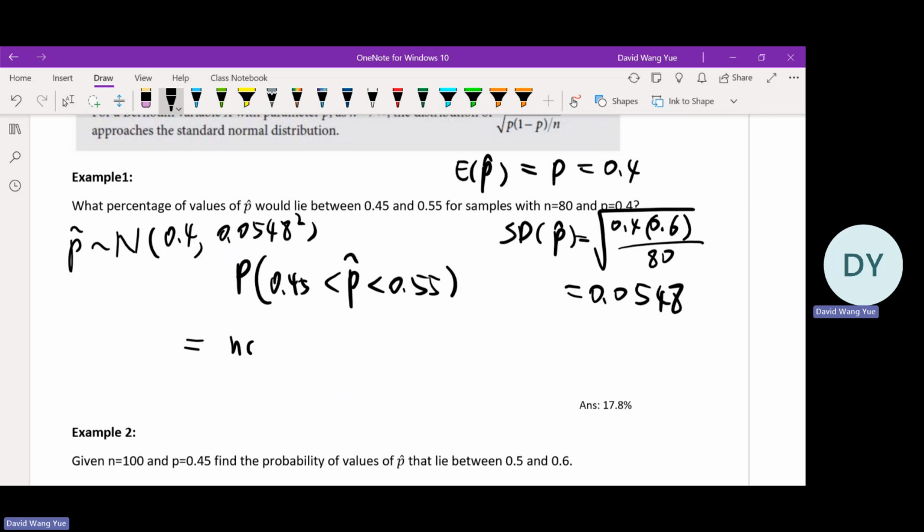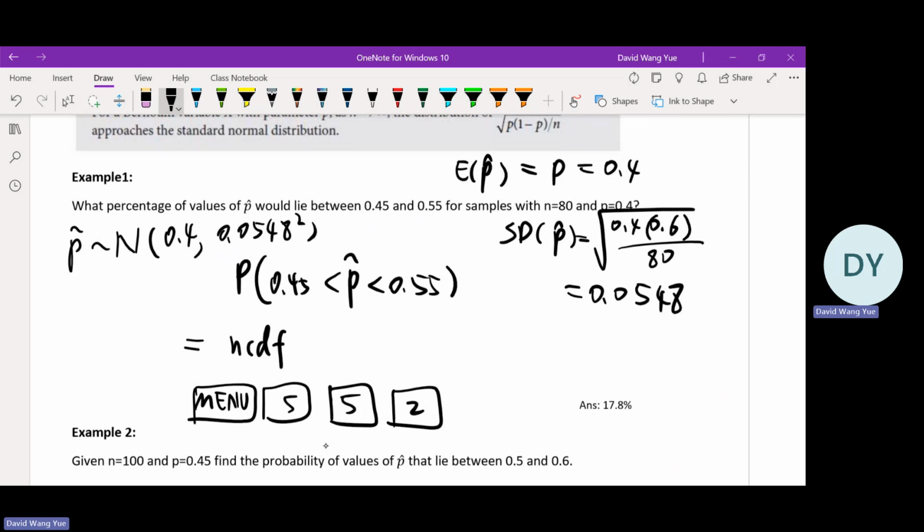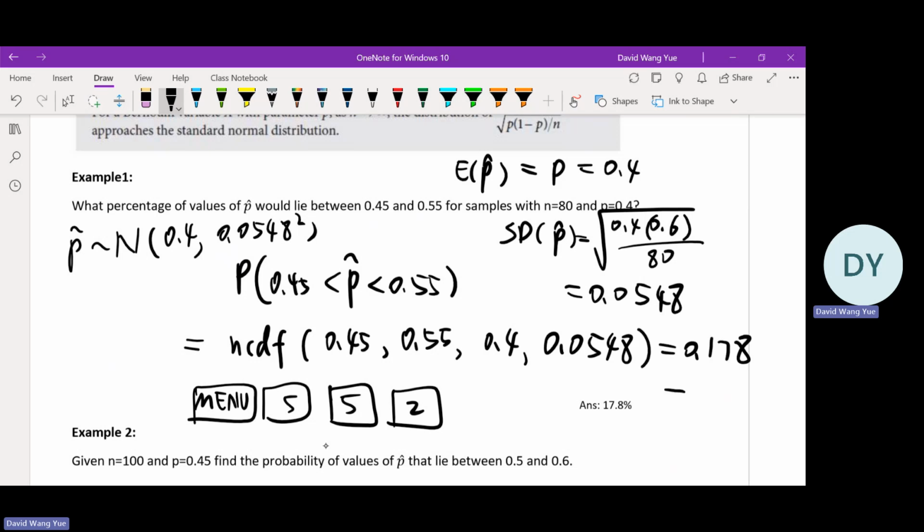So use your calculator, normal CDF. You press menu, number 5 probability, number 5 distribution, number 2 normal CDF. Lower limit 0.45, upper limit 0.55, mean 0.4, standard deviation 0.0548. So you can get the probability 0.178, converted to 17.8%.